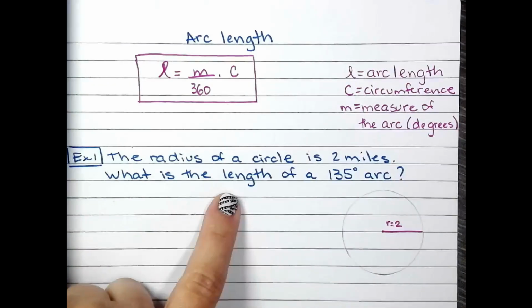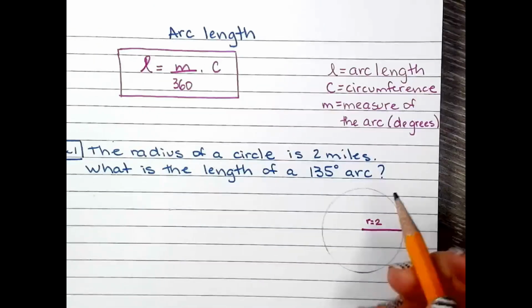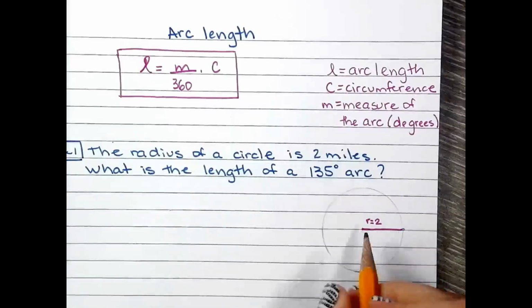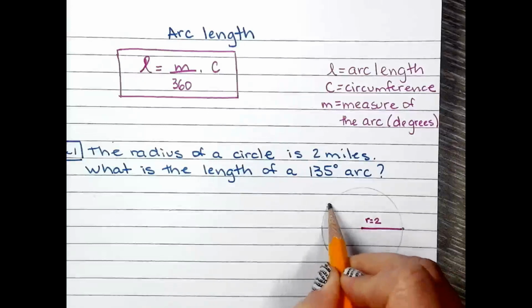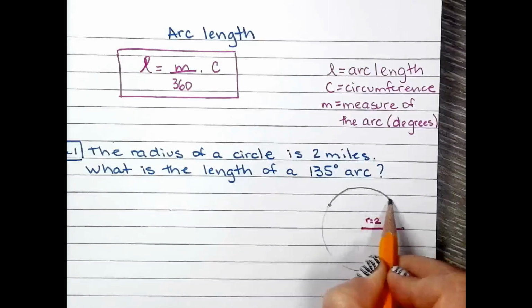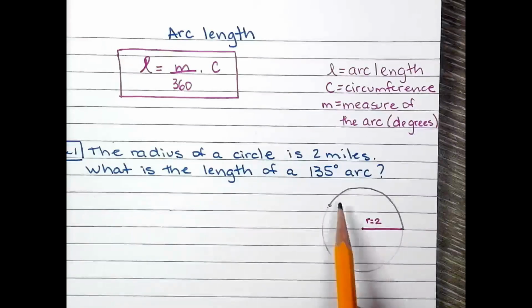We're looking for what is the length of a 135-degree arc. Just remember that 135 degrees is about this long right here. So the arc is the distance from here all the way over to about right there. So the arc.